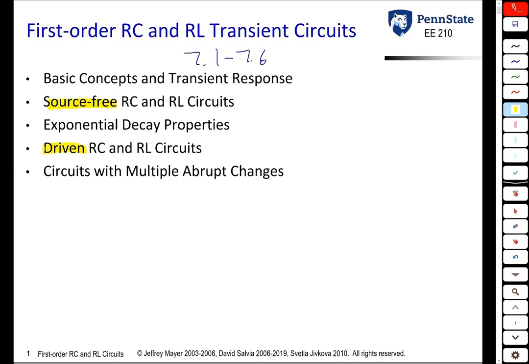We're going to see that in both of these cases, the voltages and currents in the circuit follow an exponential decay. So we're going to look at a lot of the properties of exponential decay. We're going to end up by looking at what happens with circuits where you have multiple changes in the circuit. We call those multiple abrupt changes.